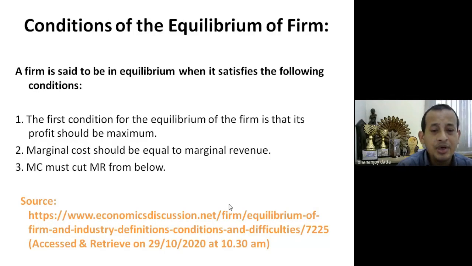total revenue and total cost approach. Then second is marginal revenue and marginal cost approach. Through these approaches we can examine how a firm can reach equilibrium. These we'll discuss in a later session.